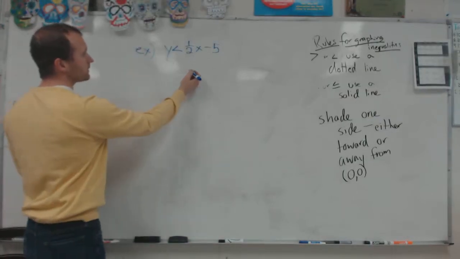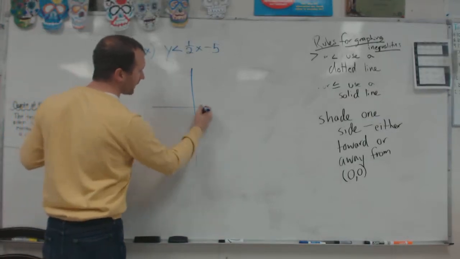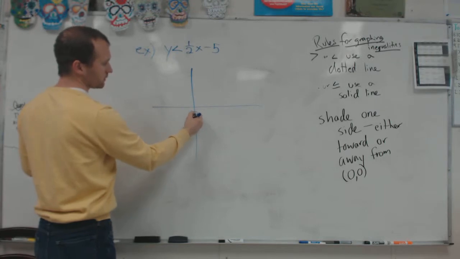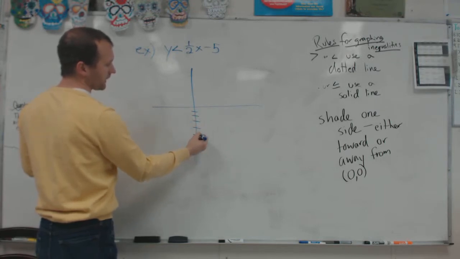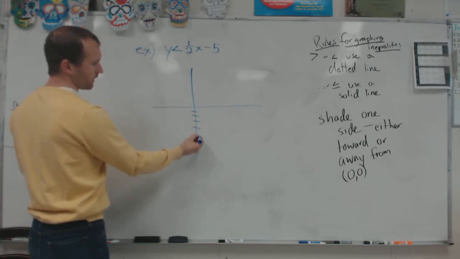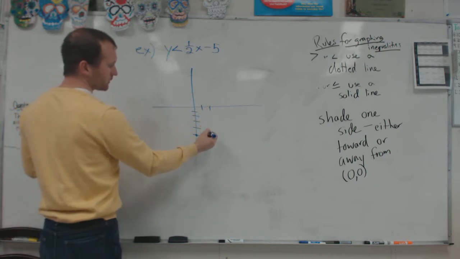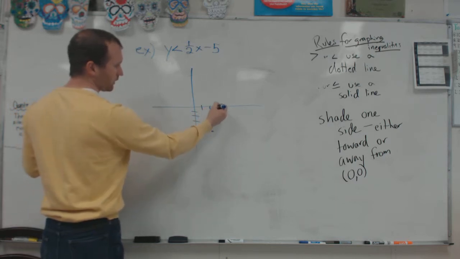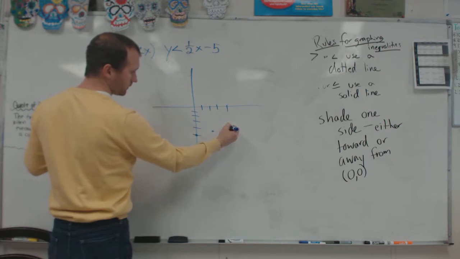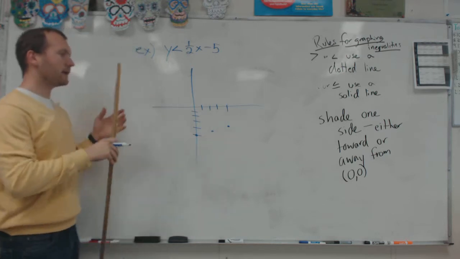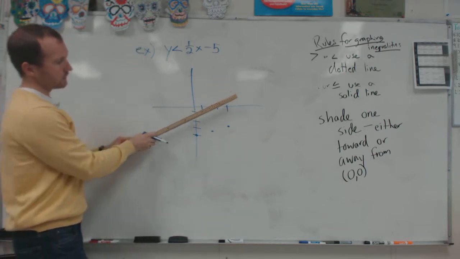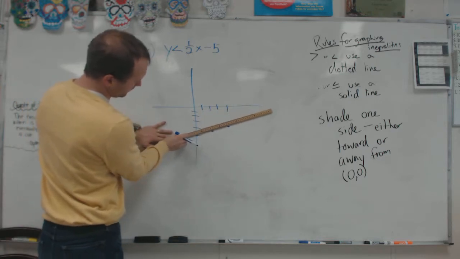Start with the -5 by going down 5 on the y-axis. Then going up 1 over 2. Up 1 over 2. Solid line or dotted line? Dotted. There's no line under it.